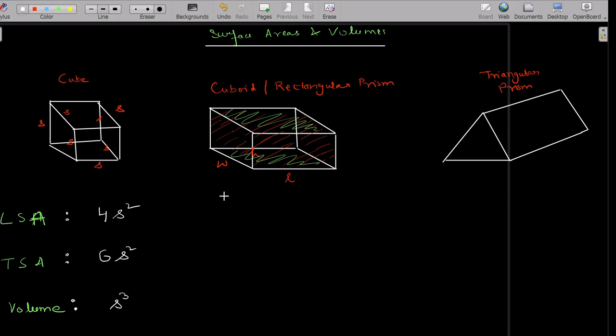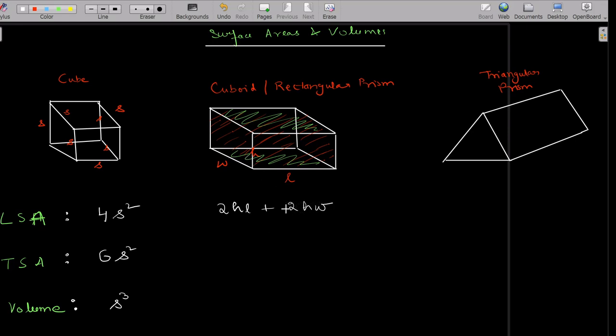I think it would be 2 times the height times length plus 2 times the height times width? Or is that 2 times height times width? Yes.